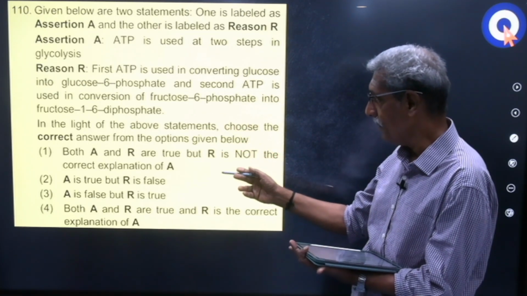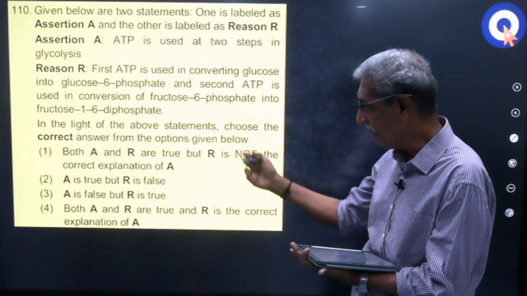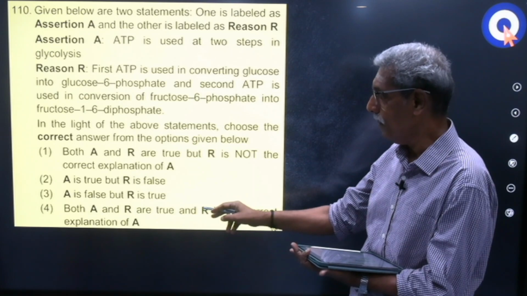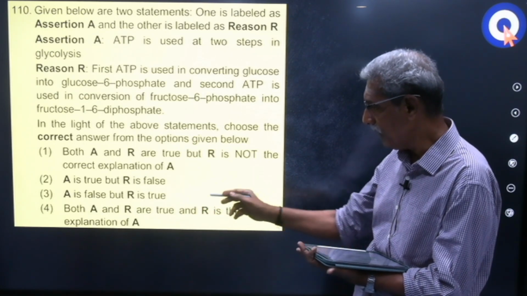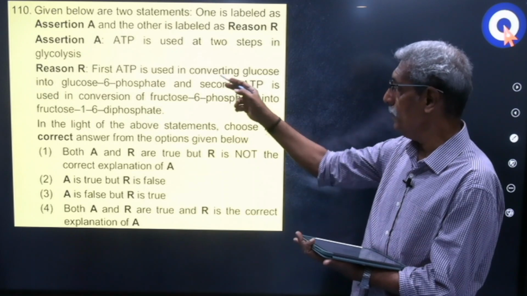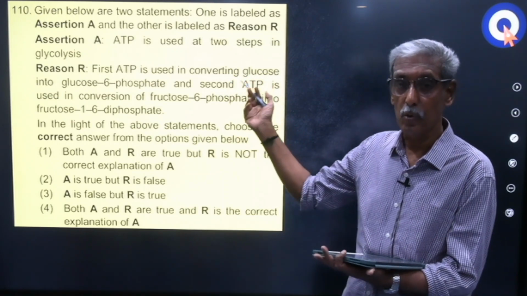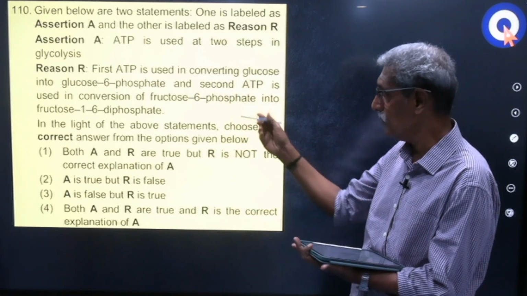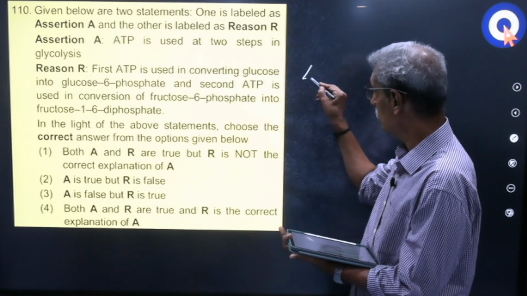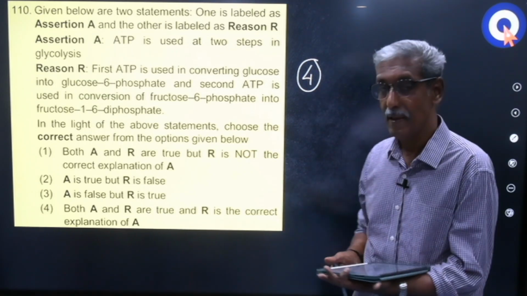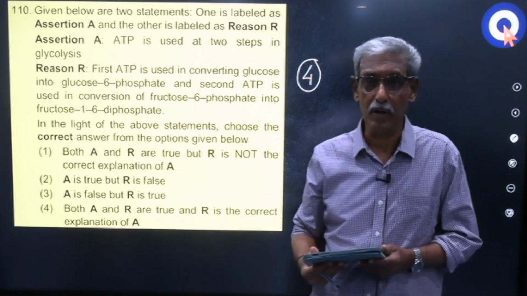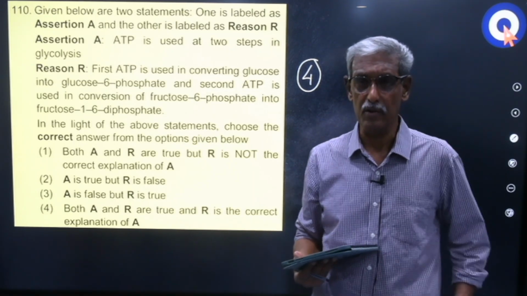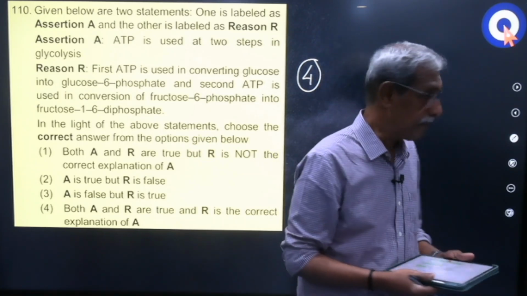In the light of the above statements, choose the right answer. It says that A and R are true. Statement 1 and statement 2 are both true, and R is the right explanation of A, primarily because ATP helps in the conversion of glucose. That is why it gets converted to glucose 6-phosphate and fructose 6-phosphate to fructose 1,6-bisphosphate. So the option is 4. Reading the statements and analyzing the contents is very important in biochemistry, and biochemistry and physiology play a central role in any competitive examination.